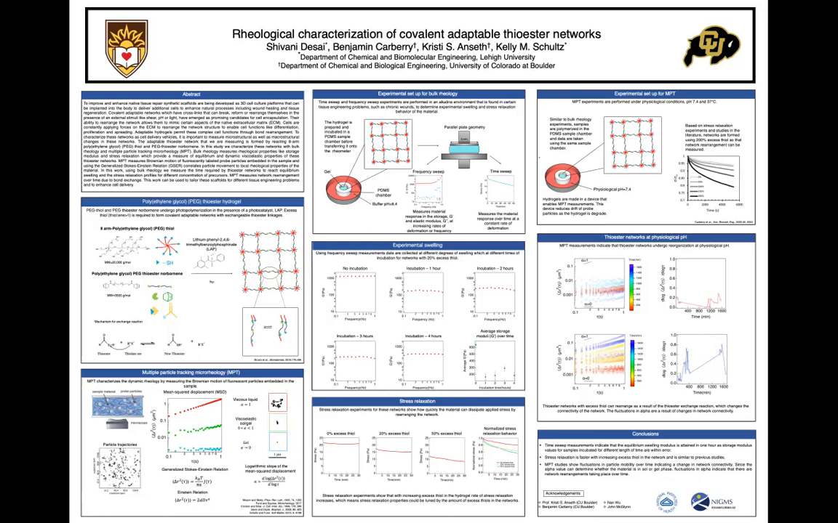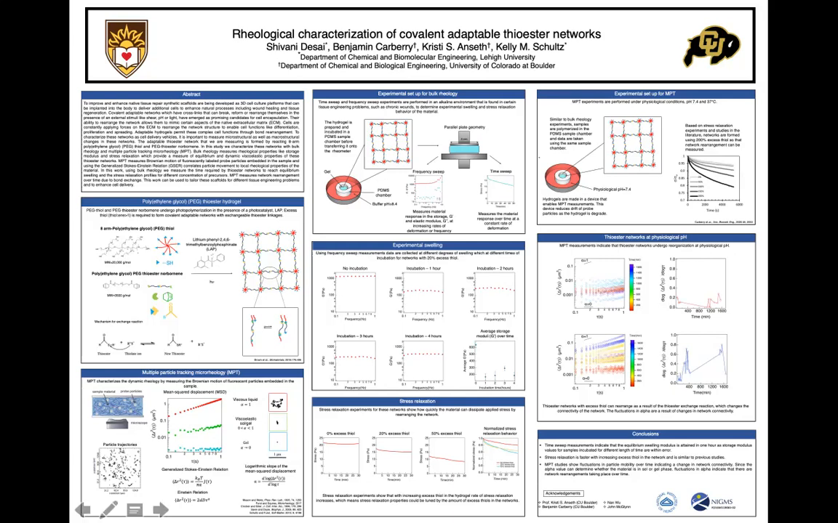Stress relaxation usually shows how the material dissipates the applied stress by rearranging itself and how quickly it can do that. When there is no excess thiol present in the network, there is no stress relaxation seen in the material. But as we increase the amount of excess thiol in the network, the stress relaxation rate also increases. Now we measure microstructural properties using MPT.